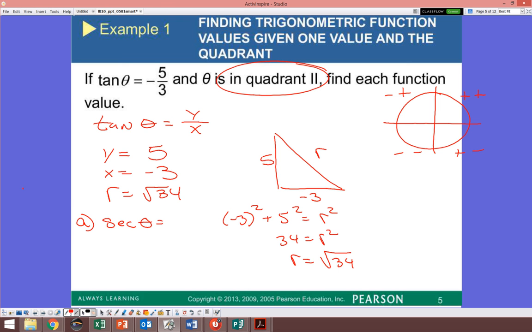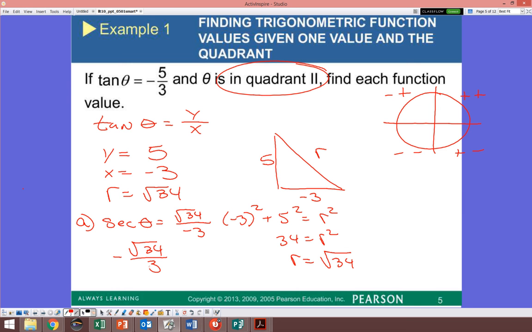Now, secant theta. Secant is what over what? It's r over x. So my r value is radical 34, and my x value is negative 3, so my whole thing comes out to be negative radical 34 over 3.